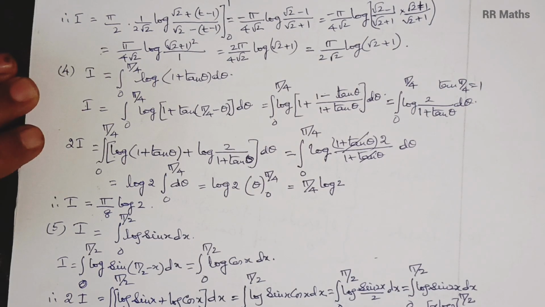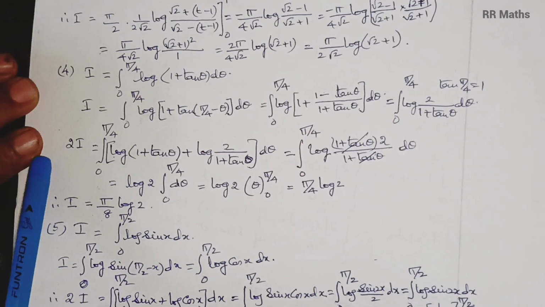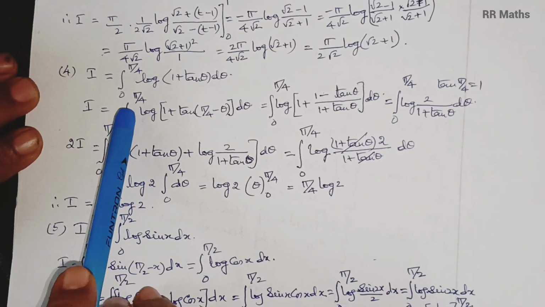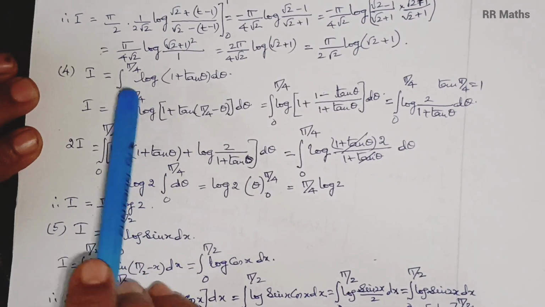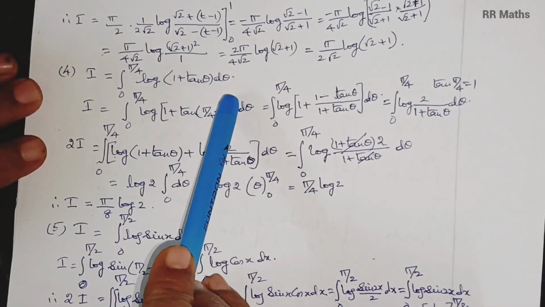Welcome to RR Max. We'll continue with definite integrals, episode 3. I'm starting the fourth problem, which is again a standard problem. Evaluate the integral 0 to pi by 4 log of 1 plus tan theta d theta.